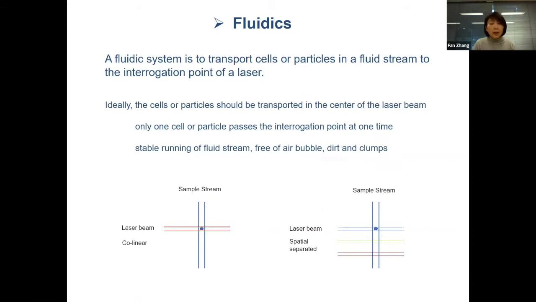It depends on the laser arrangement. The cells or particles pass only one interrogation point on a collinear laser line. They pass several interrogation points when it is a spatially separated laser.